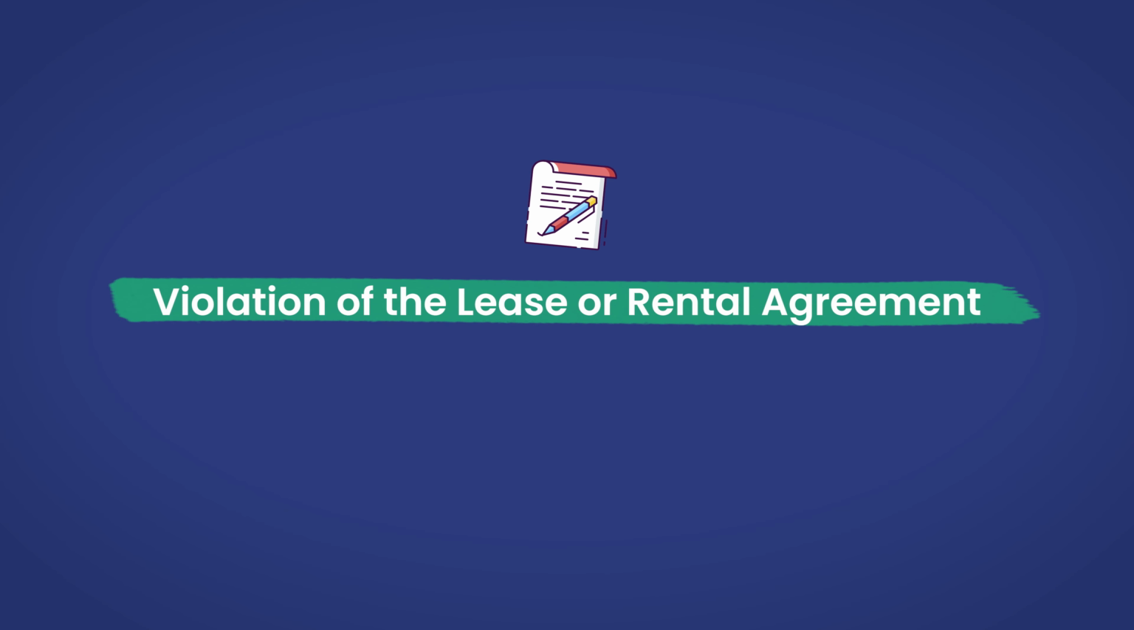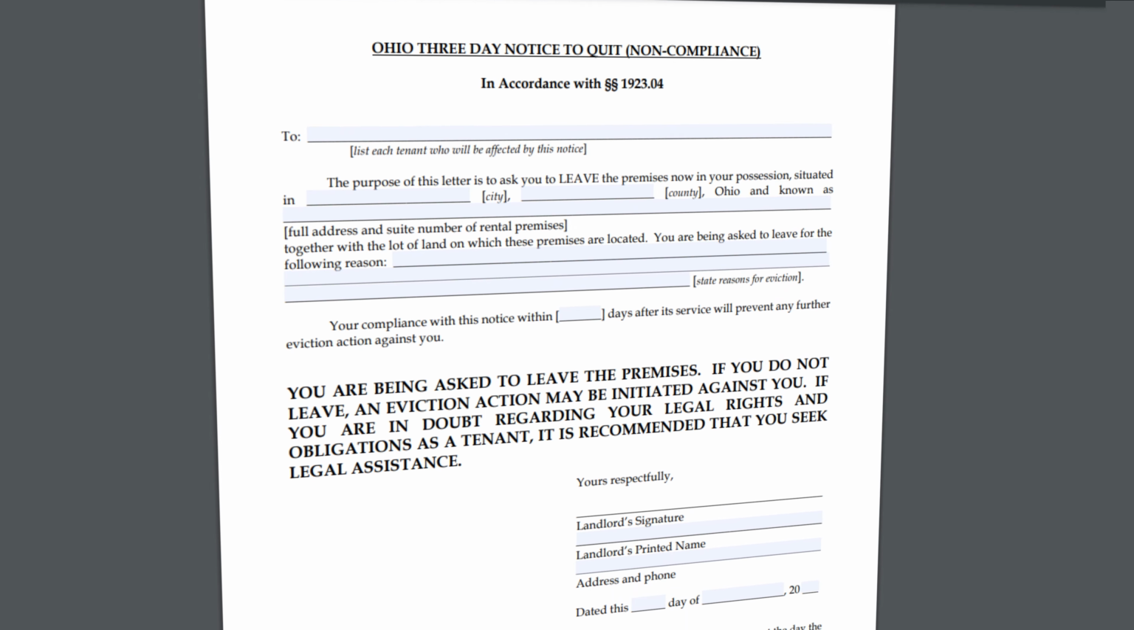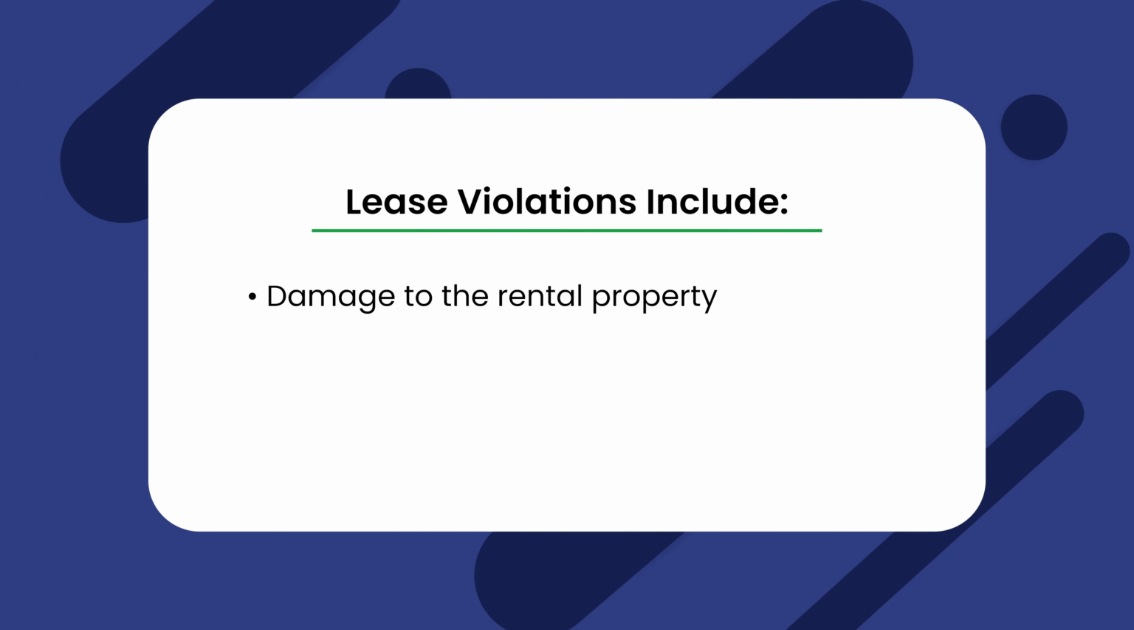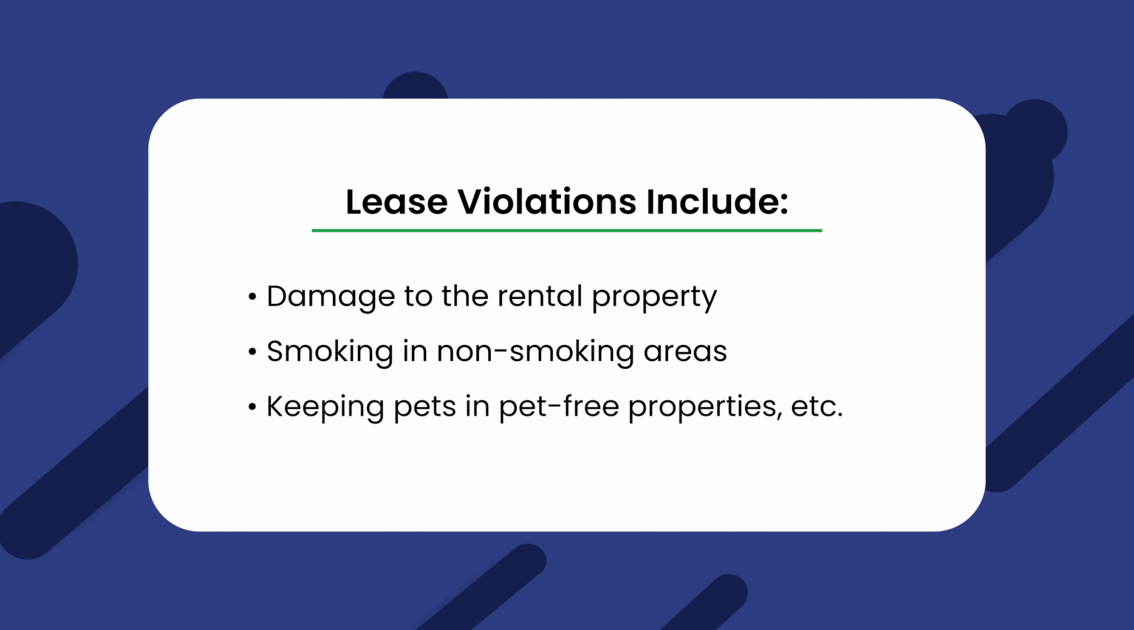Violation of the lease or rental agreement. The rental lease agreement has to be upheld by both tenant and landlord for the entire duration of their stay. Agreements may vary from tenant to tenant. If the tenant violates any terms from the lease agreement, the landlord has to issue a 3-day notice to quit. Lease violations may include damage to the rental property, smoking in non-smoking areas, and keeping pets in pet-free properties, etc. If the violations are not resolved or they remain on the property, then the landlord may continue with the eviction.